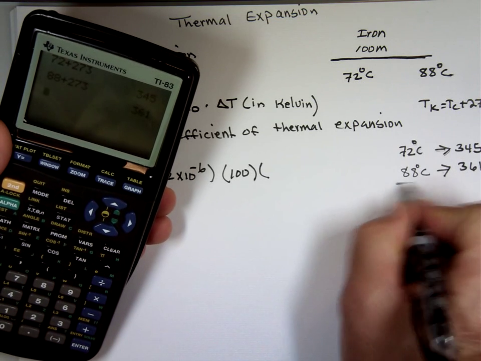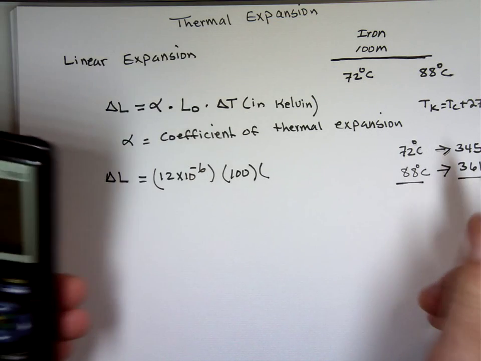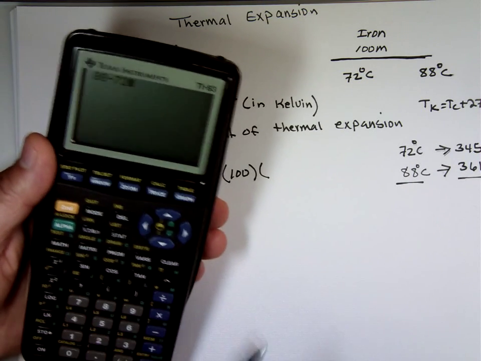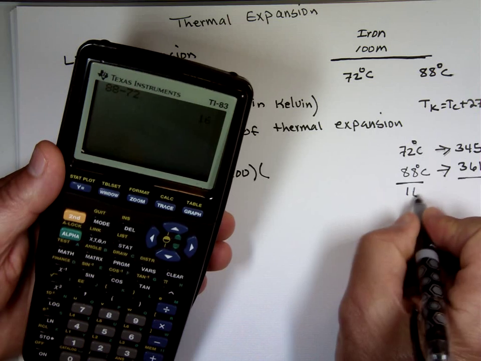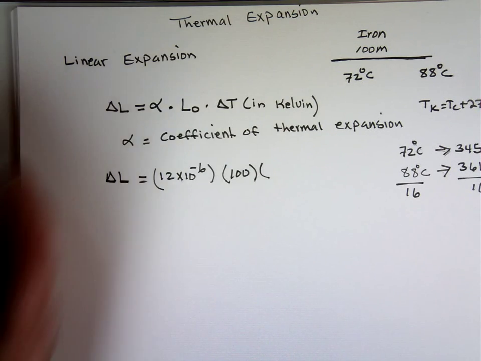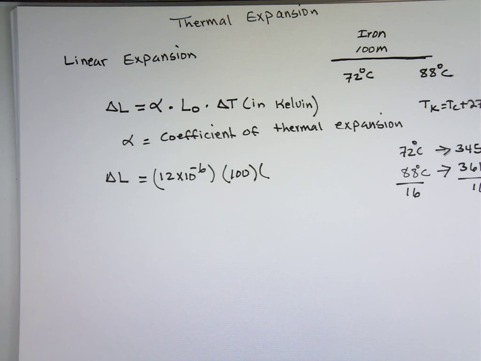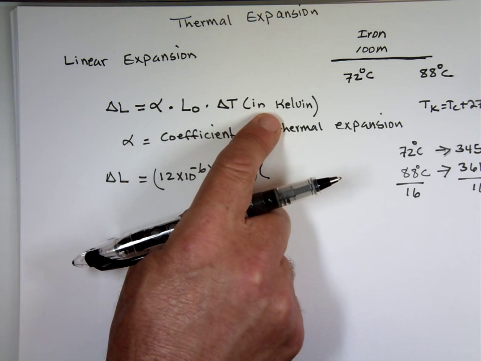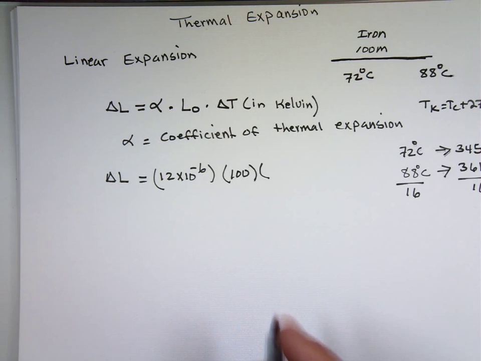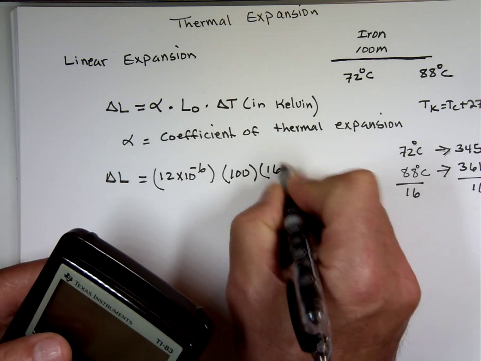Here's the good news. If you take the difference between the two numbers, what is 88 minus 72? 16. What do you think the difference here is? Also 16, because you've taken the change in temperature. So really the equation is supposed to be in Kelvin, but if you do it in Celsius, the change in temperature is still going to be correct. So times the 16 here.